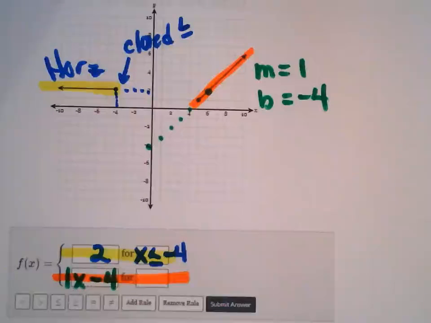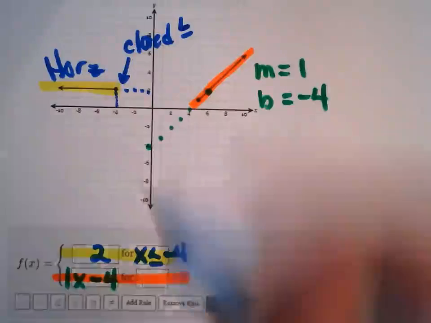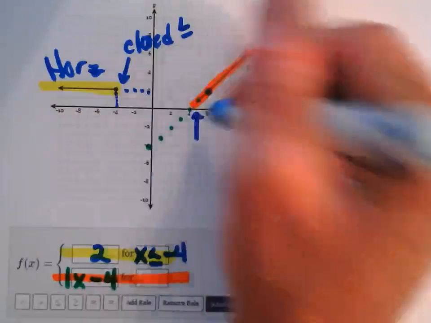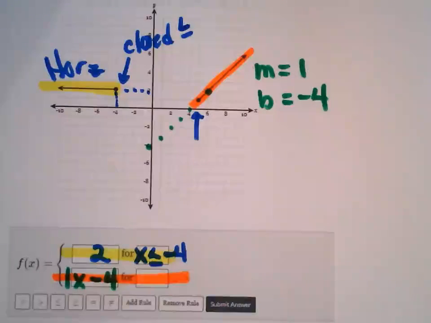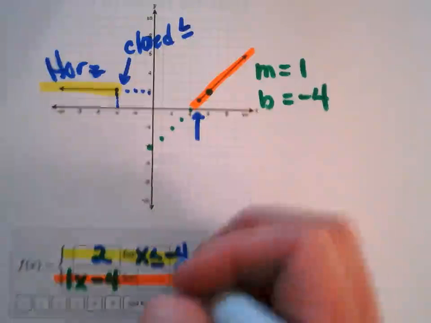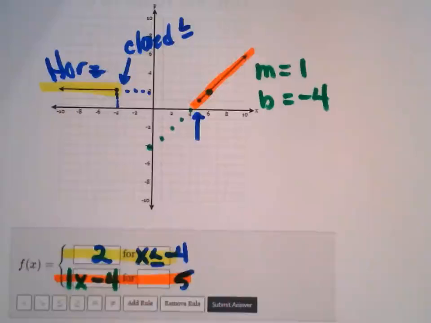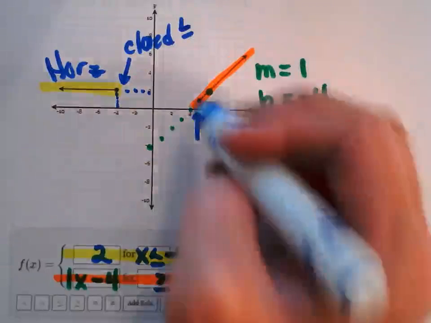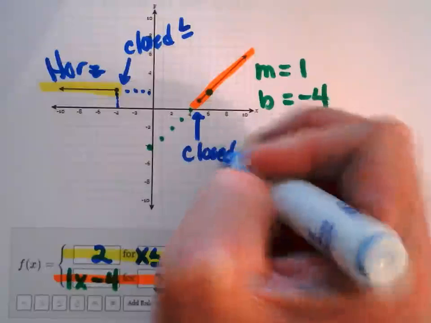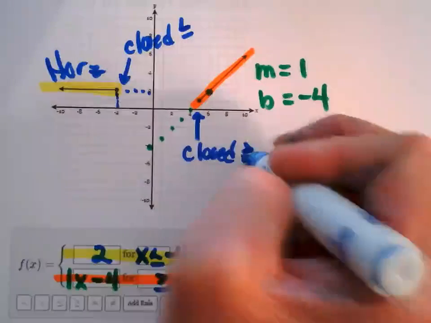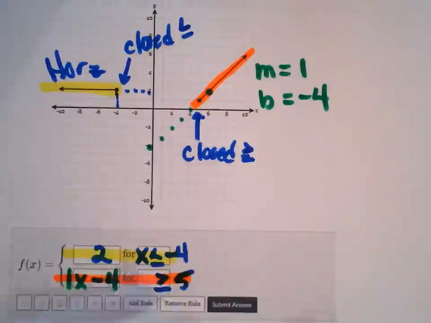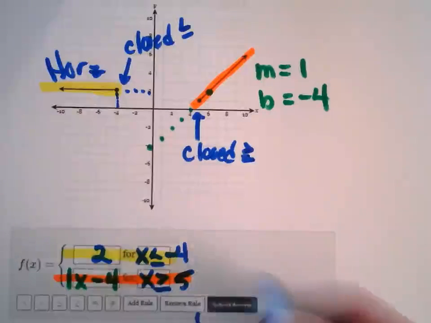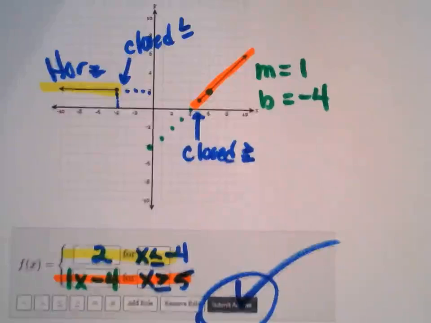Now we have to figure out its domain restriction. Right there is where the problem starts. That looks like it's 5. Is it greater than or less than 5? It is greater. It's also equal because of the closed circle. So it'll be greater than or equal to. And put your x there. Hit submit. Get a big green check.